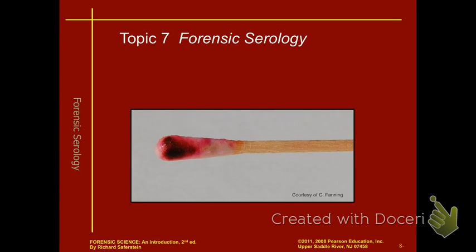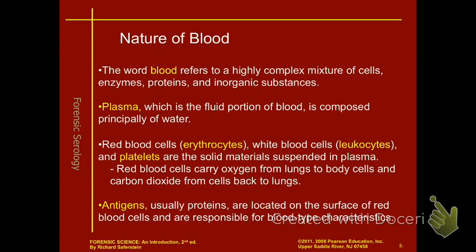Topic 7 is the study of blood, serology. Blood is actually a really complicated mixture of different things. You can find cells, enzymes, proteins, and inorganic substances. Plasma is the liquid portion of the blood, and it's mainly made of water.